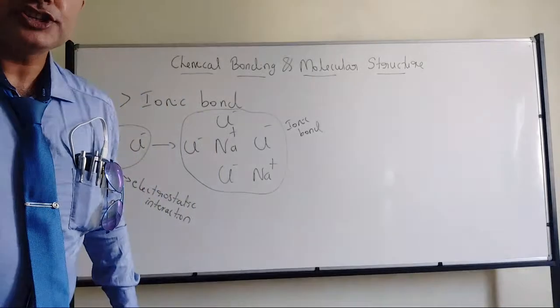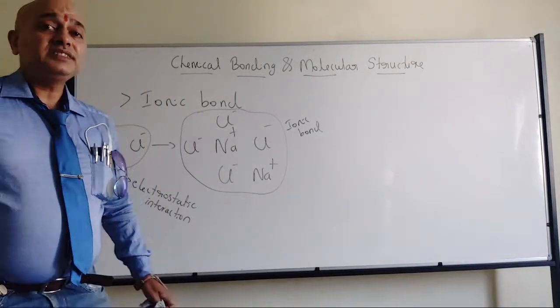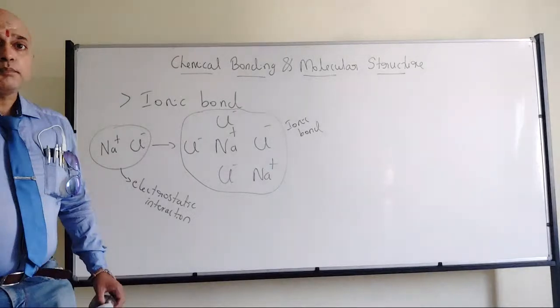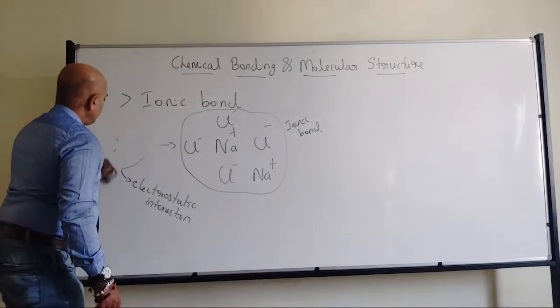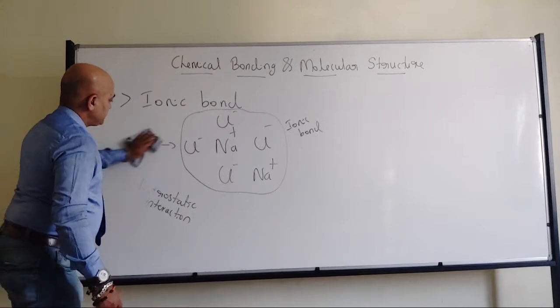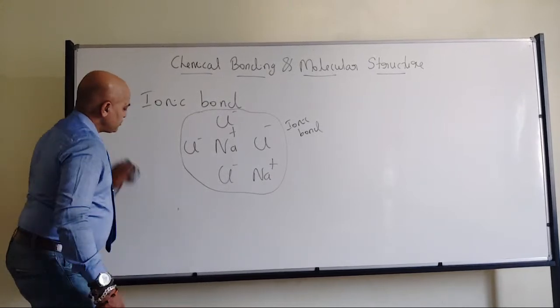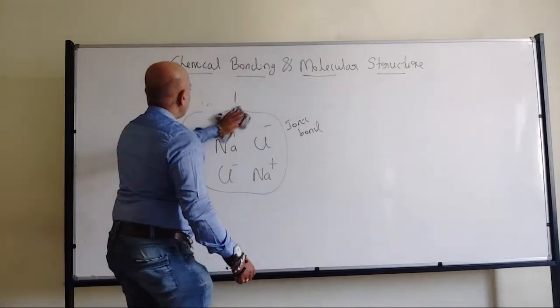All of you have understood? So that's where we have the ionic compounds, which will be having ionic bonds between the ions. So any doubts? That's what we have discussed in the last class.